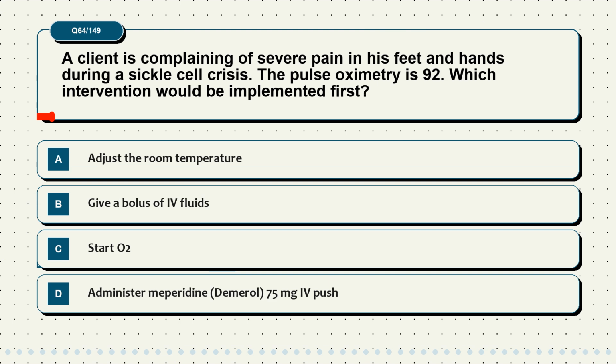Question 64. A client is complaining of severe pain in his feet and hands during a sickle cell crisis. The pulse oximetry is 92. Which intervention would be implemented first? Here are the options. Option A. Adjust the room temperature. Option B. Give a bolus of IV fluids. Option C. Start O2. Option D. Administer meperidine (Demerol) 75 mg IV push.